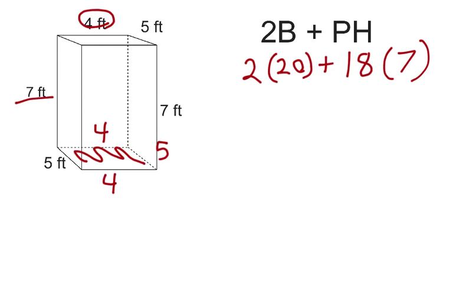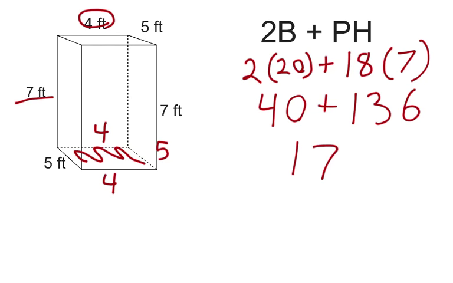Okay? Now I'm going to calculate this out. I know 2 times 20 is 40, plus I know 18 times 7 is going to be 136, I believe. Okay, add these up. That gives me a 176, and that is feet squared. Okay, make sure you check the math on that. Pretty sure it's 136. Okay, moving right along.